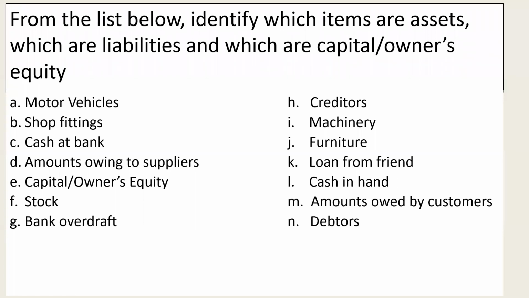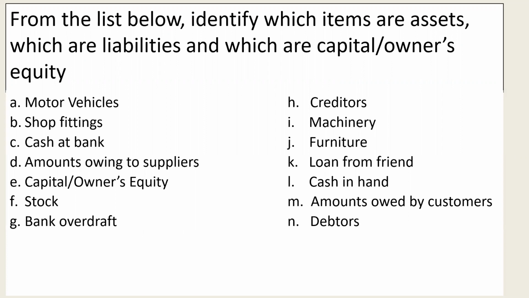Okay, so guys, we are going to look at our answers. For those of you who have not finished, once I've given the answer, you can go back and double check, all right, and make sure your answers are in fact correct. So A, motor vehicles are fixed assets. All right. B, shop fittings are fixed assets.